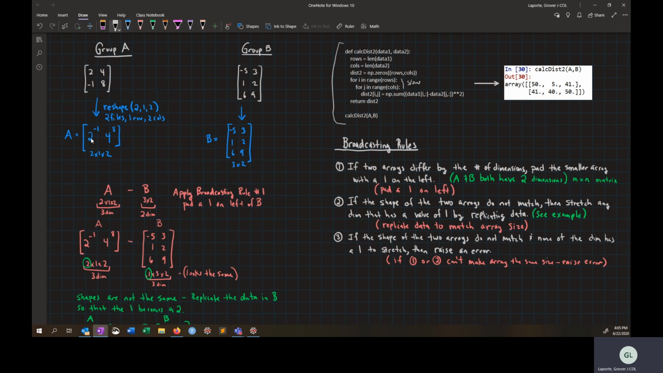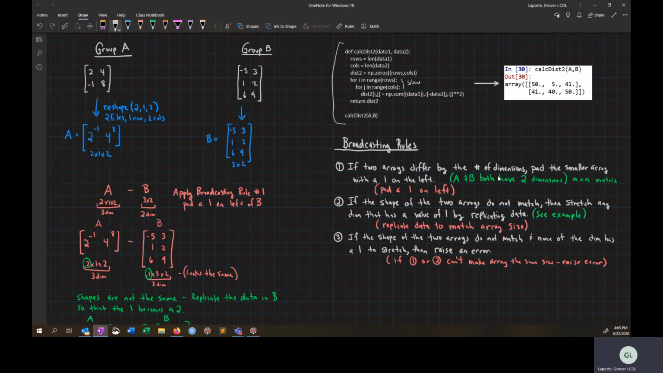So I've taken this data and reshaped it to look like this. The 2, 4 is out front, and the -1 and 8 is the 1 by 2 matrix that's behind that one. And then B just stays by itself. And then when we do this subtraction here, we're going to apply broadcast rule number 1. What do we mean by that? Well, read what broadcast rule number 1 states.